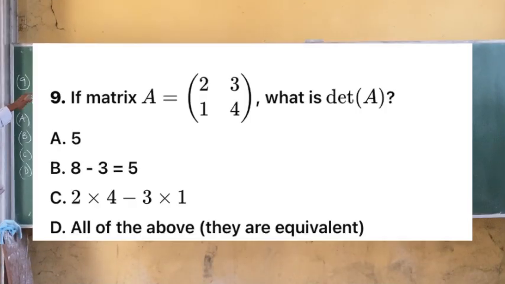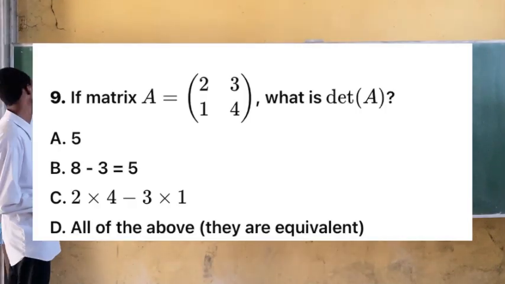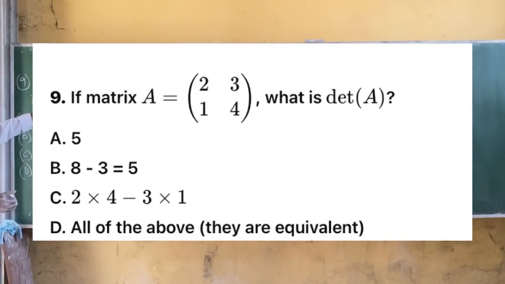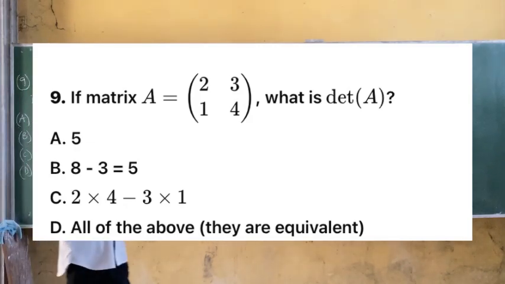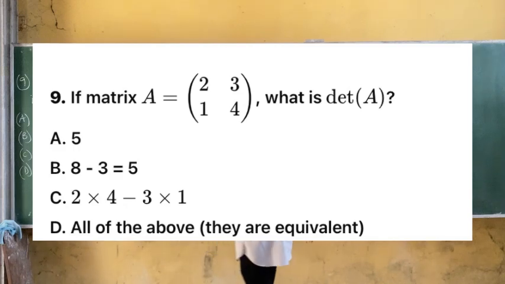Question 9 says, if matrix A is equal to this, what is the determinant of A? Option A, we have 5. B, we have 5 minus 3 equal to 5. C, we have 2 times 4 minus 3 times 1. And option D, we have all of the above. They are equivalent. So let's solve this question together.